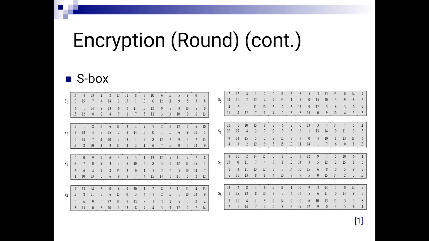For example, B equal to 1, 0, 1, 1, 1, 1. Now B1, B6 are 11, row 3, and B2, B3, B4, B5 are 0, 1, 1, 1, column 7. Finally C equal to 7, that is 0, 1, 1, 1. Another example, B is equal to 0, 1, 1, 0, 1, 1. Then what is the C value? S of i, j is less than 16, so it can be represented with 4 bits.